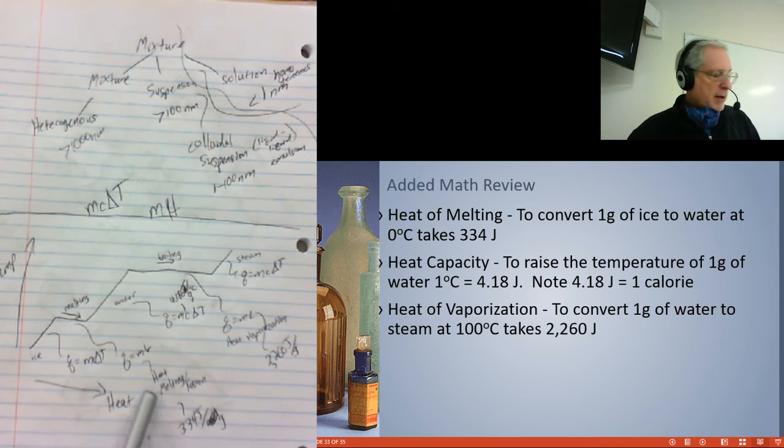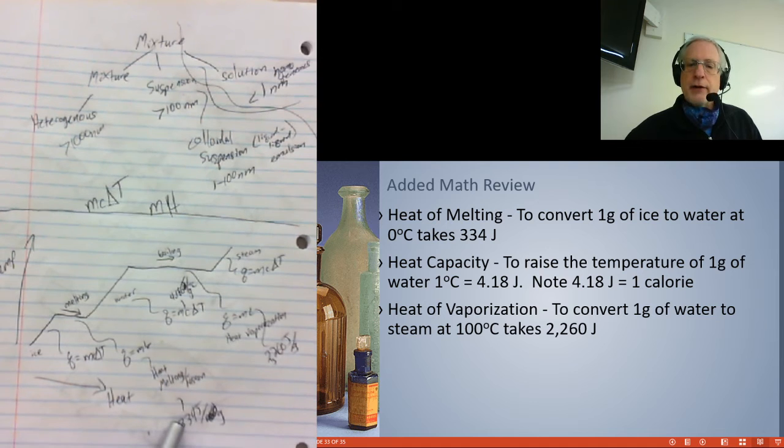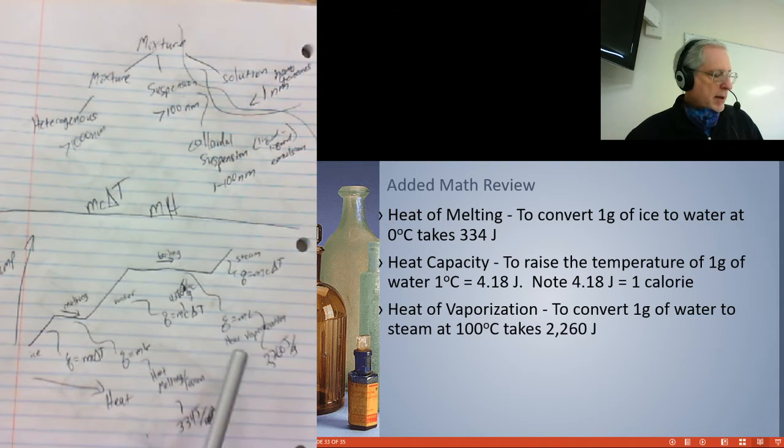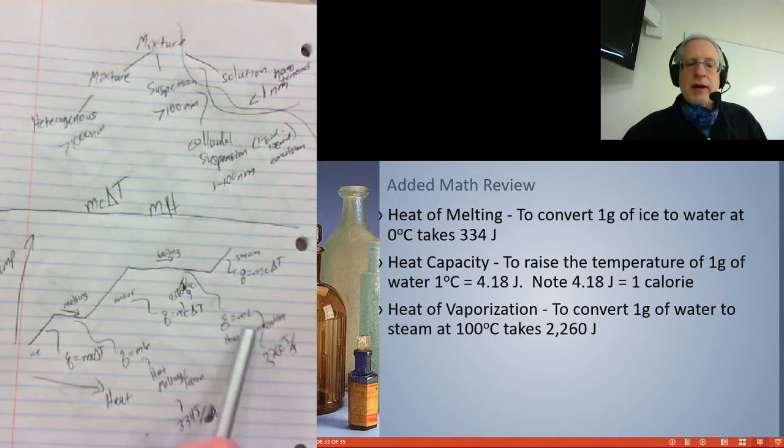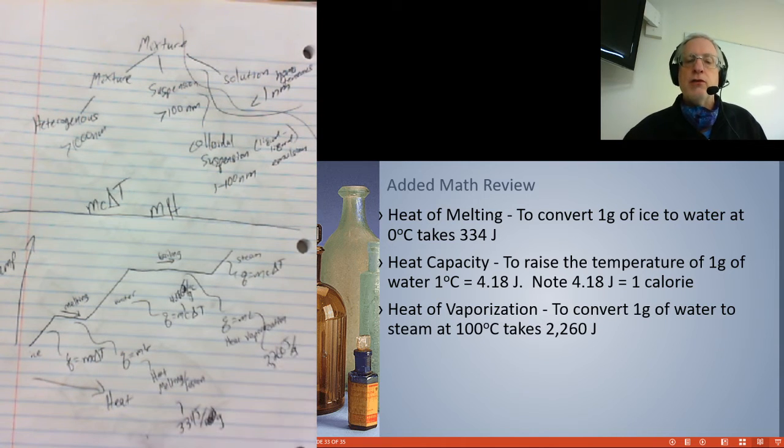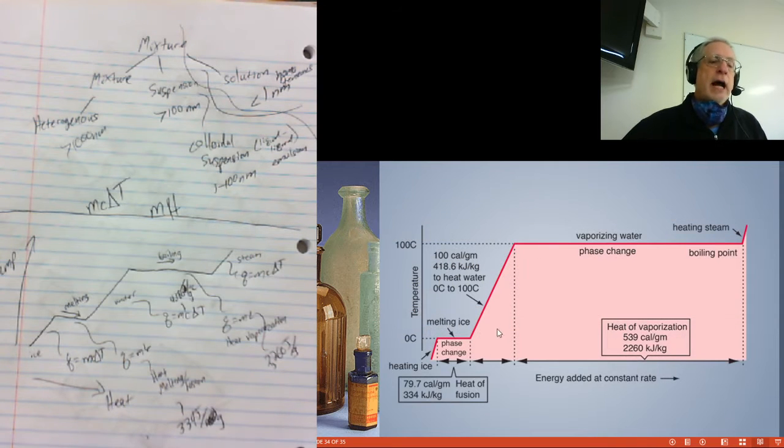The heat of melting of water is very high, 334 joules per gram. The heat of vaporization of water is even higher, 2,260 joules per gram. The specific heat of water is 4.186 joules per gram per degree Celsius. And that's for water. For steam and for ice, it's different. Point is, I can take these values and figure out how much energy it takes.